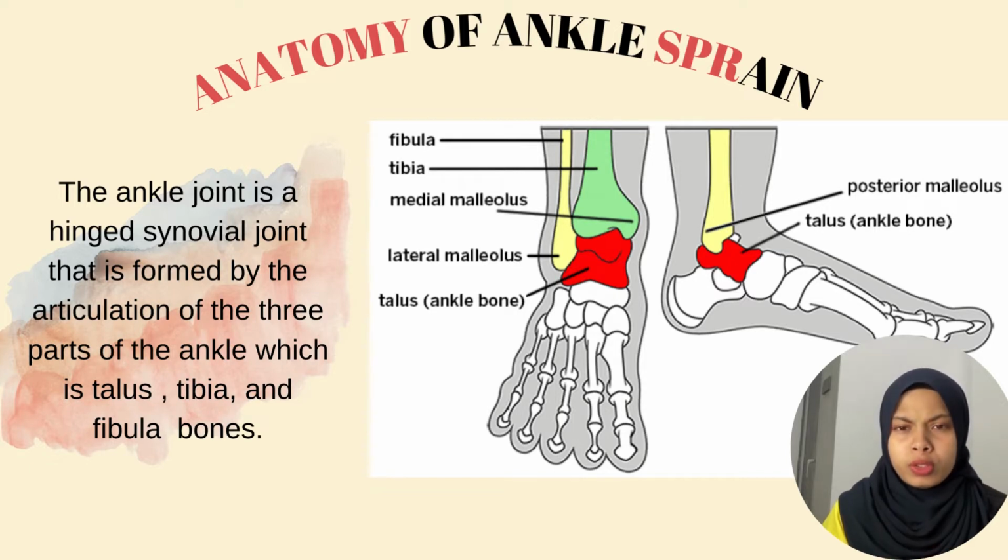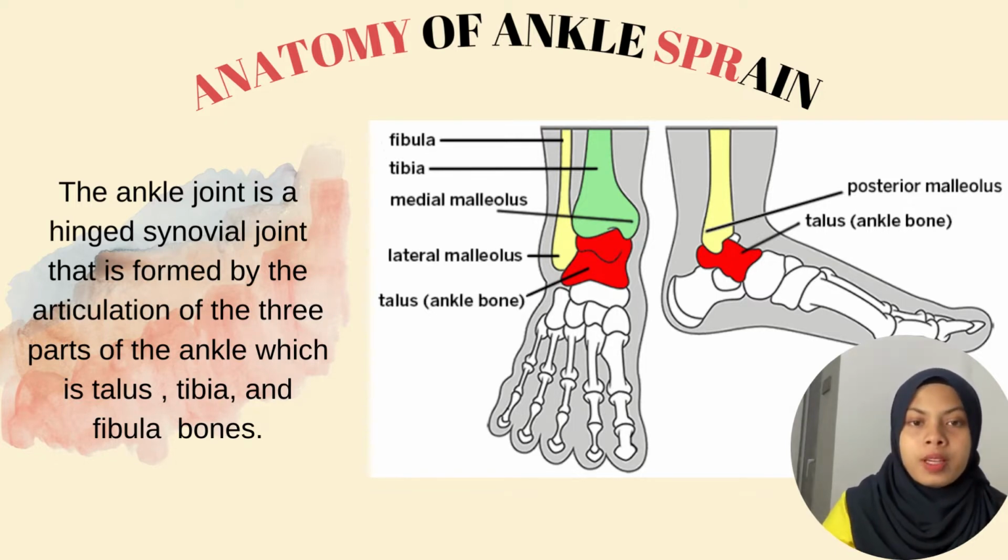The ankle joint is a hinged synovial joint that is formed by the articulation of the talus, tibia, and also fibula bones. Furthermore, patients with peroneal tendon problems usually describe pain in the outer joint of the ankle or just behind the lateral malleolus.